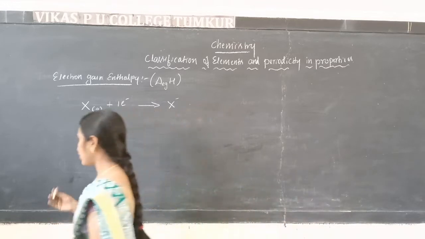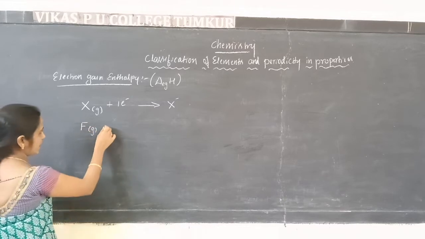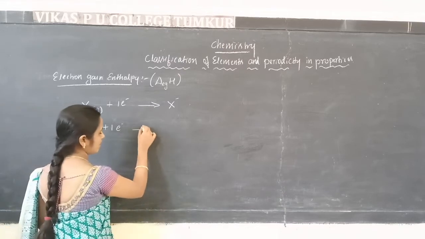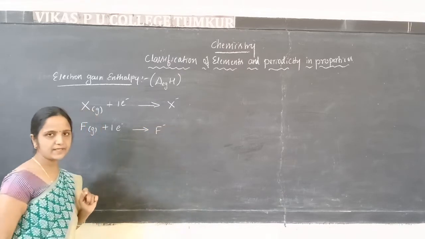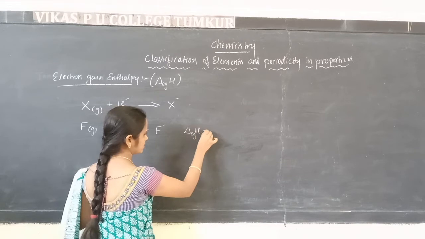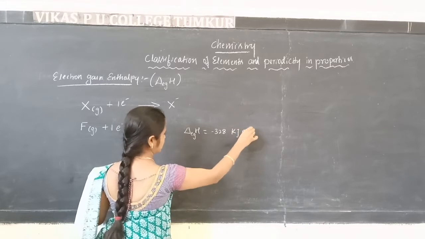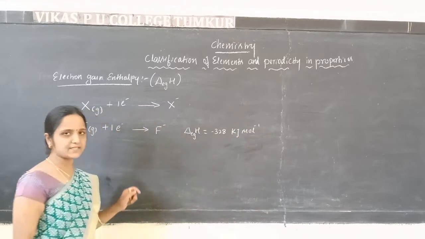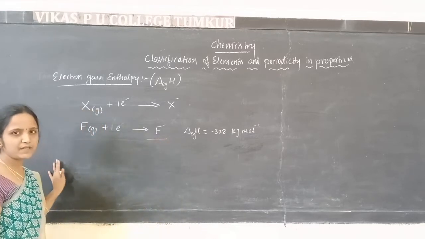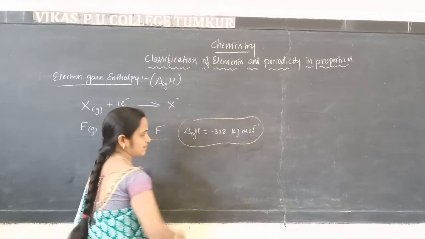If you take fluorine, the fluorine gaseous atom, on the addition of one electron to this, the fluoride ion is formed. At that time delta EGH is equal to minus 328 kilojoule per mole. This much of energy is released during the formation of the fluoride ion. That we call electron gain enthalpy.